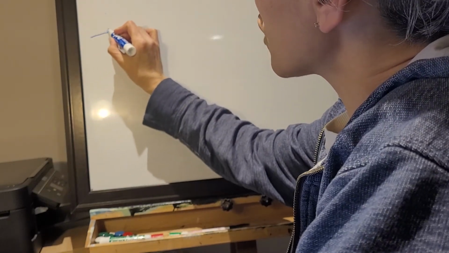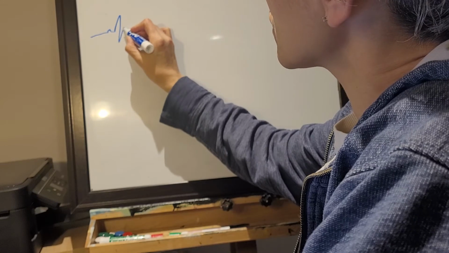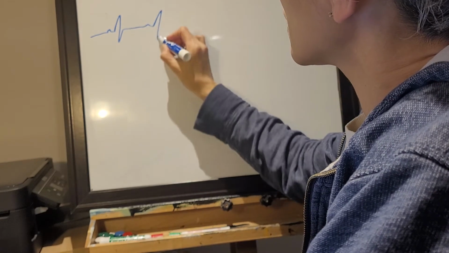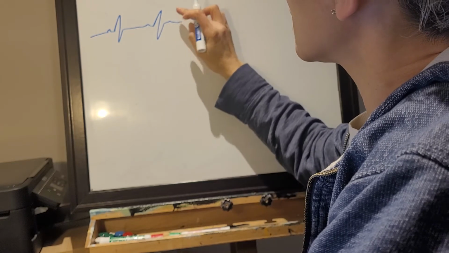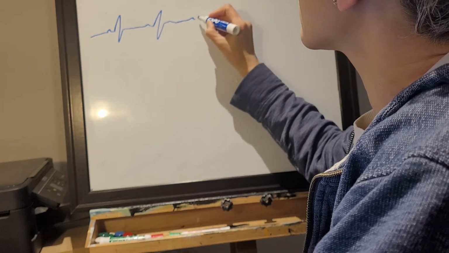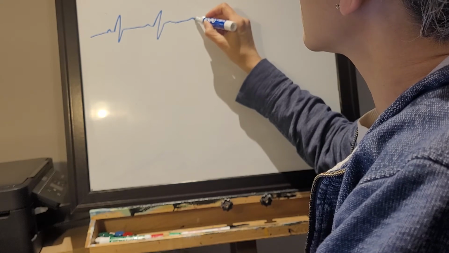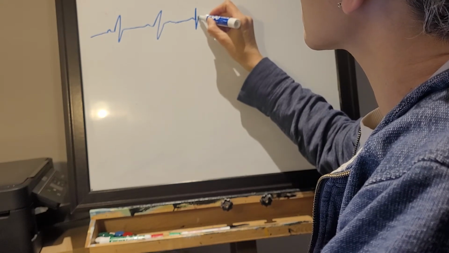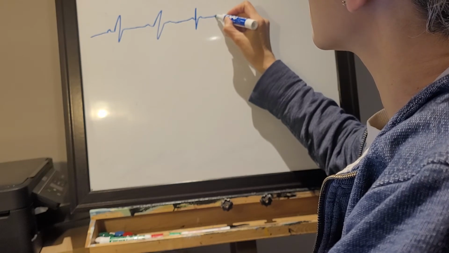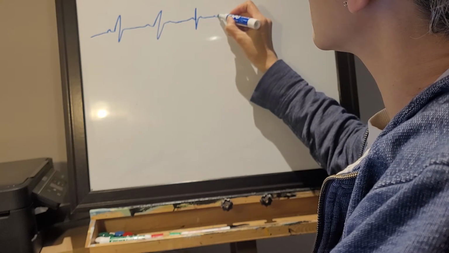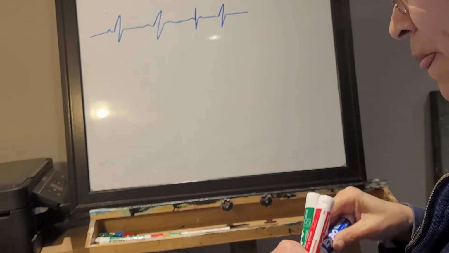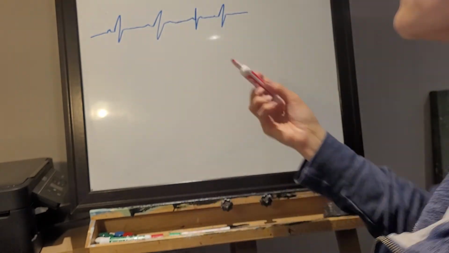So let's see if I can draw here. P wave, QRS complex, P wave, QRS complex, P wave, QRS complex, P wave, and so forth. Okay, I'm going to draw in some pacer spikes here.